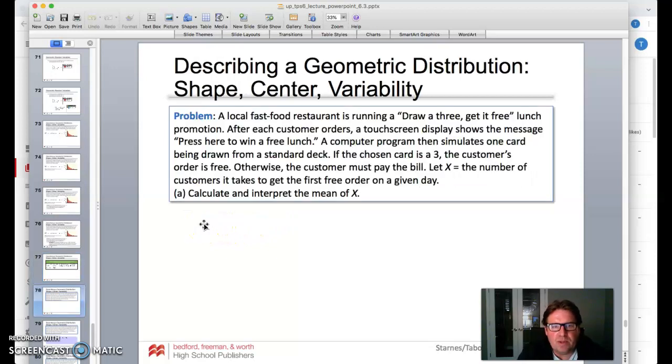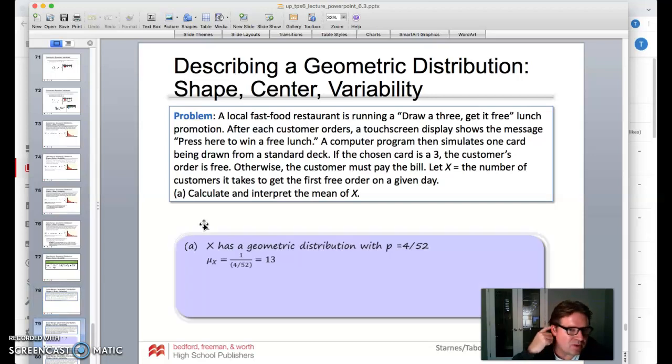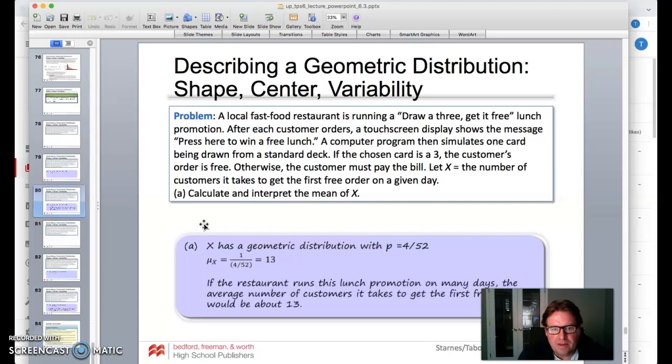All right, so once again, here we go. We have that draw a 3, get a free lunch promotion, remember from the other day. So if the chosen card is a 3, the customer gets the order for free. Otherwise, the customer must pay the bill. So X is the number of customers it takes to get the first free order. Calculate and interpret the mean of X. So what we do is, well, 4 out of 52 is our probability. If we do the reciprocal of it, 52 divided by 4, it should take us on average 13 times. All right, so that's the average.